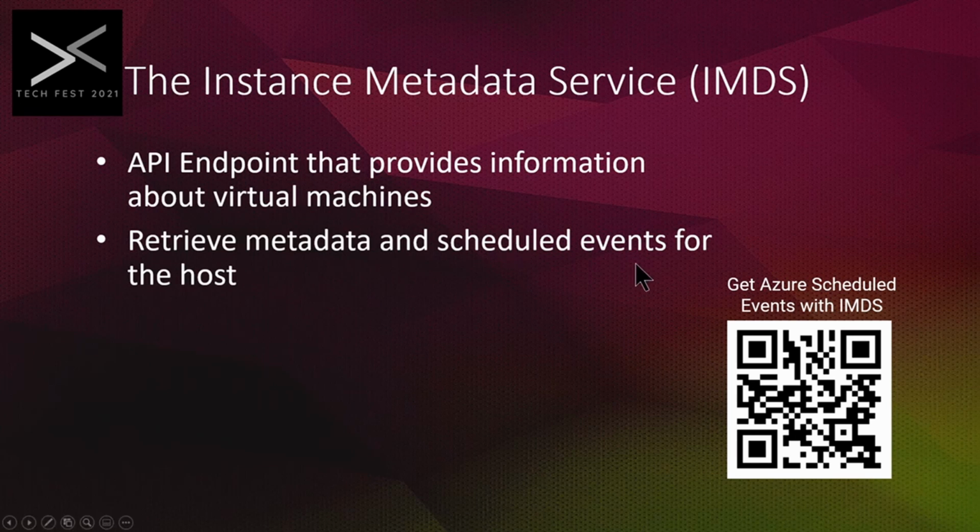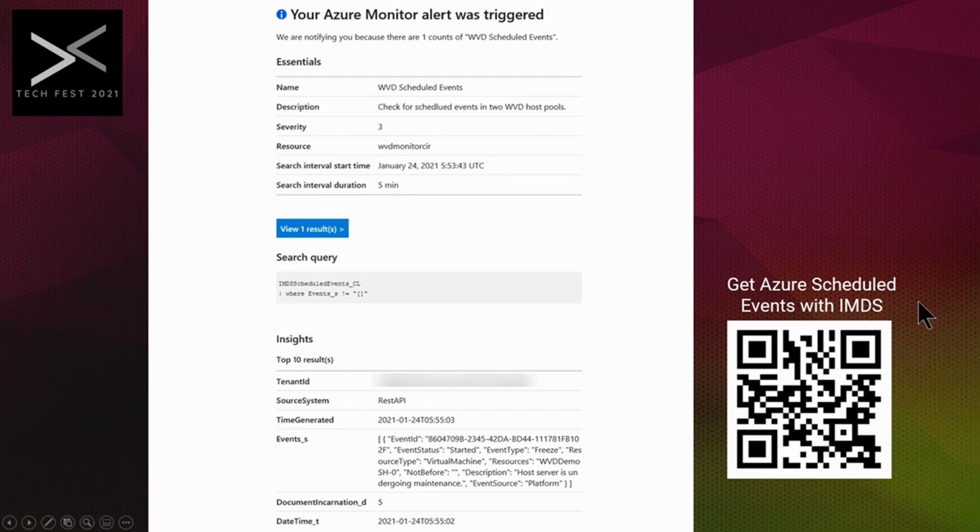So here's one that I got. This is a freeze. So we can see here in the event, the event type is a freeze. The resource type is a virtual machine, and we'll go down to description. The host server is undergoing maintenance.